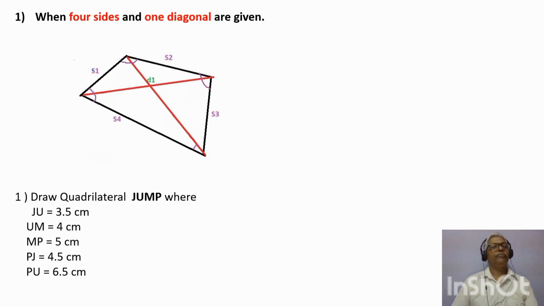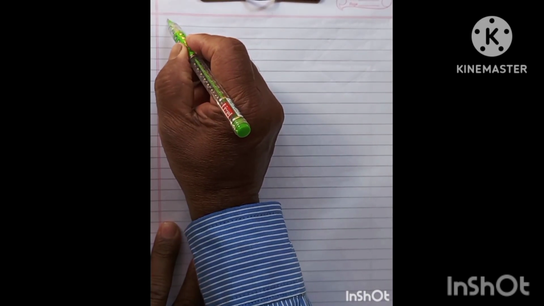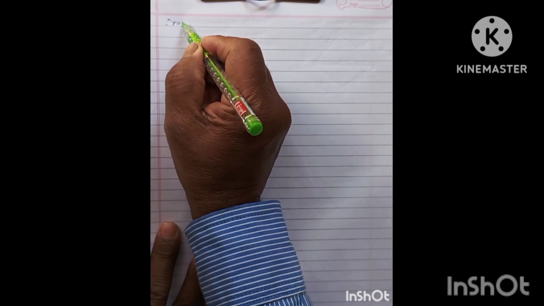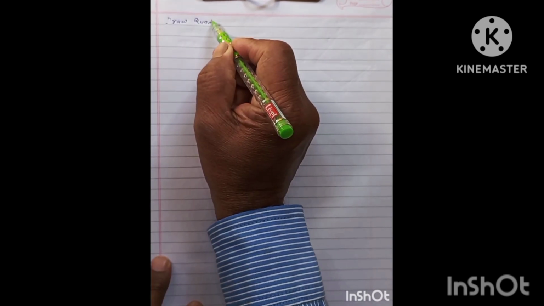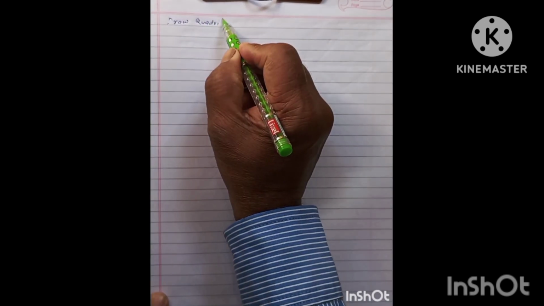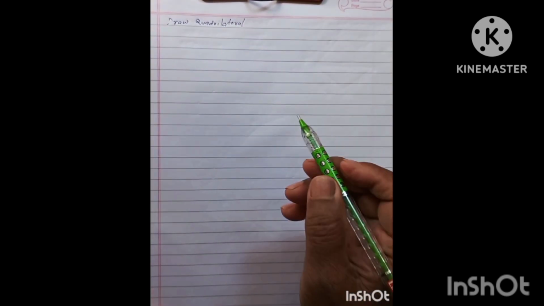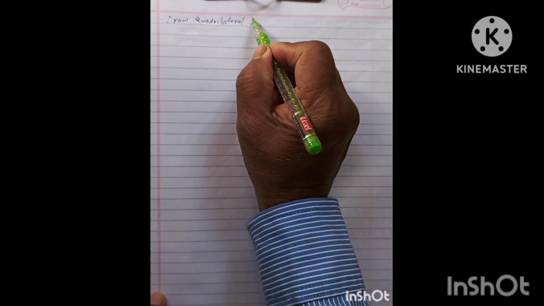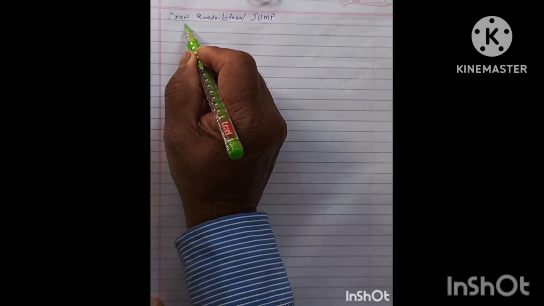We are trying to draw a quadrilateral. In fact, we should say we are trying to construct, geometrical construction. So construct a quadrilateral with this name JUMP. And some dimensions are given.